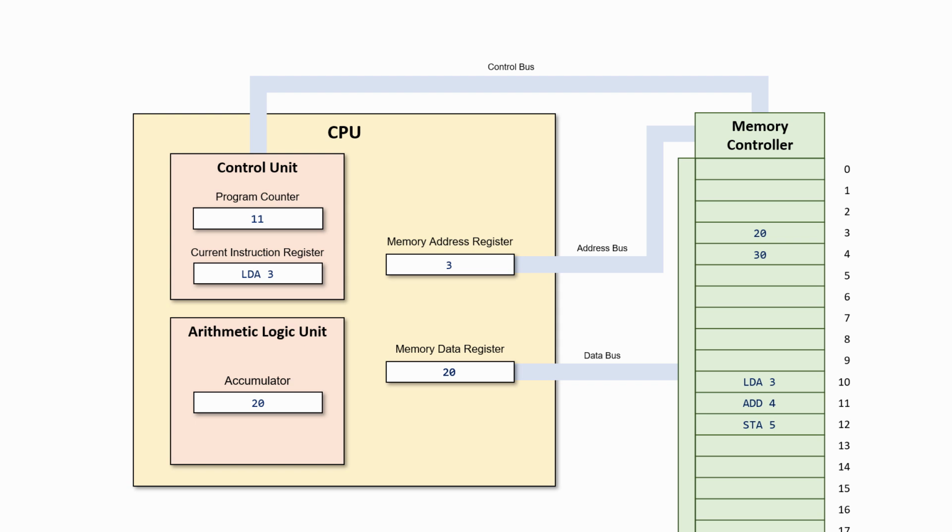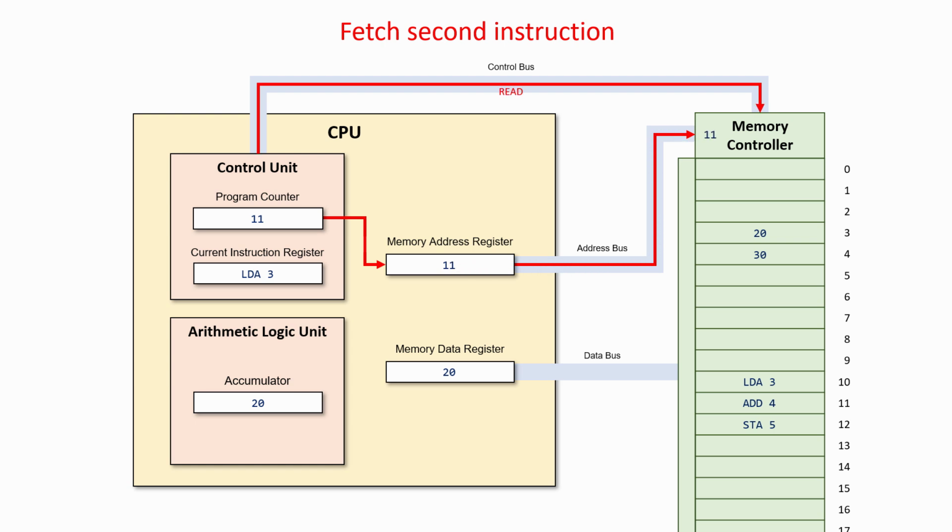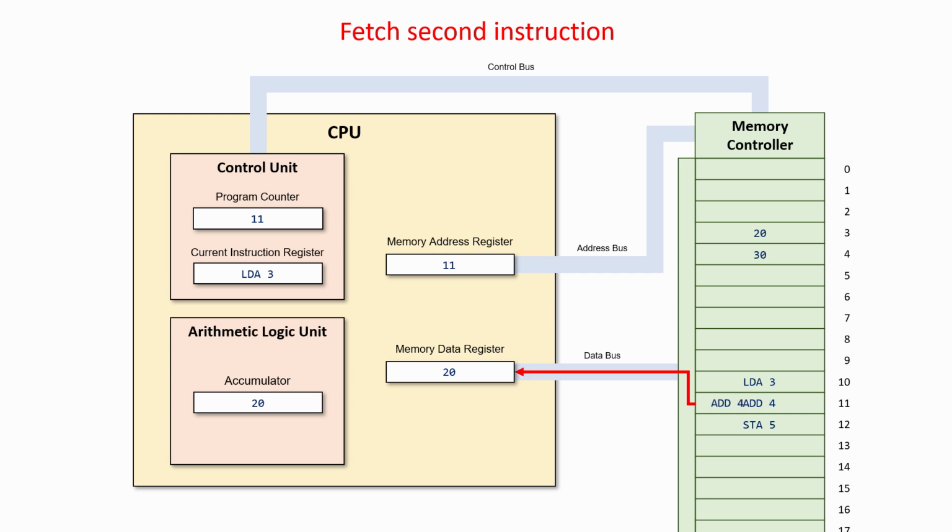To fetch the next instruction, the contents of the program counter are copied into the memory address register. This is then copied to the memory controller via the address bus, and a read instruction is issued by the control unit. The second instruction is placed on the data bus and copied into the memory data register, replacing what was already there. And from there, because it's an instruction, it's copied into the current instruction register. And the program counter is incremented.